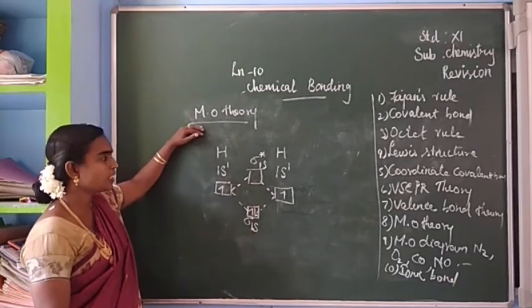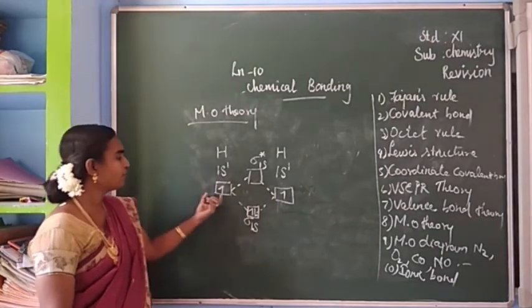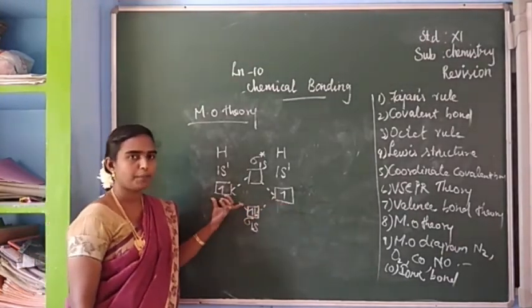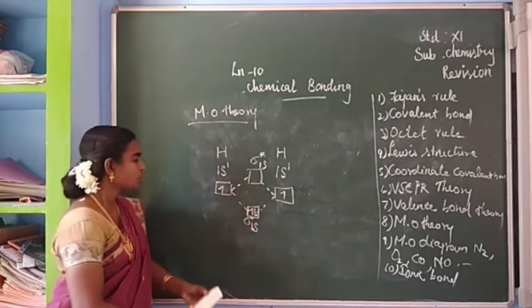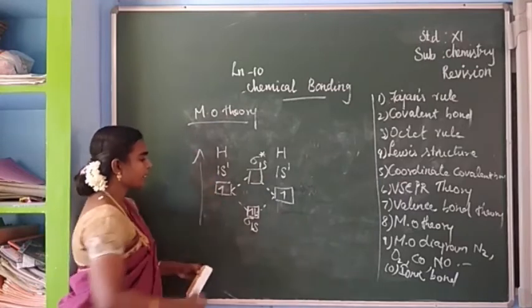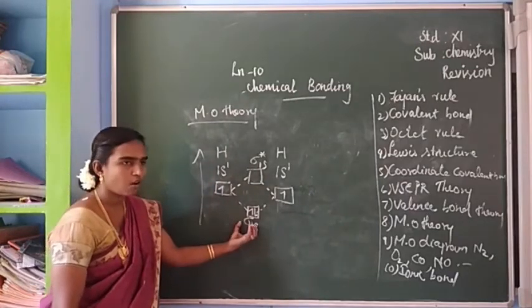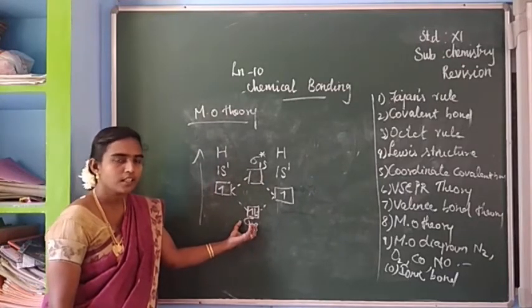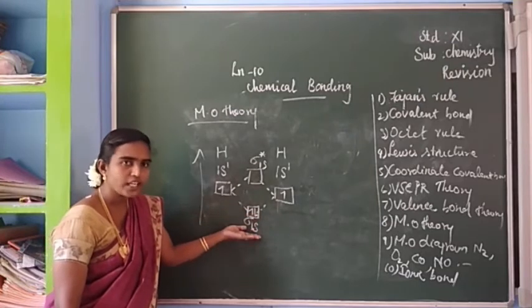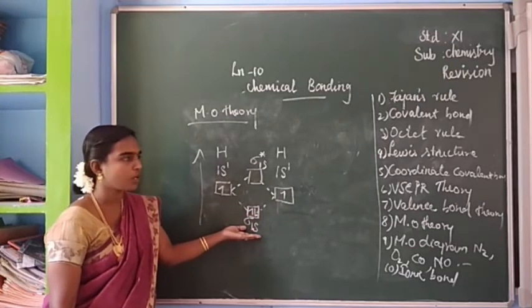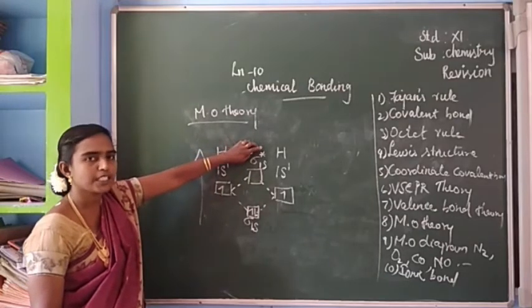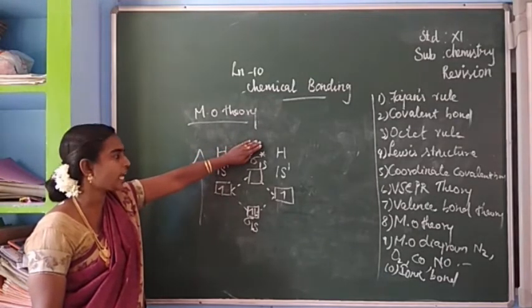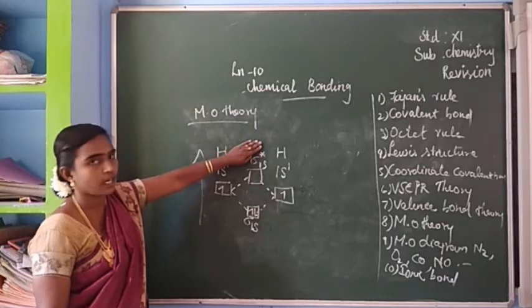According to this theory, the first point is: if two atomic orbitals combine together, they form two molecular orbitals. Among these two molecular orbitals, the one which is lower in energy is called the bonding molecular orbital. The MO which is present at the upper part is called the antibonding molecular orbital.